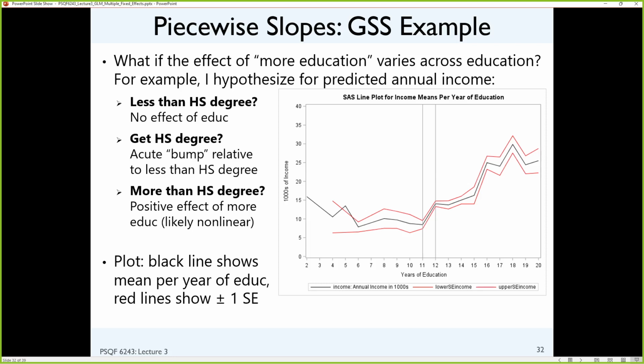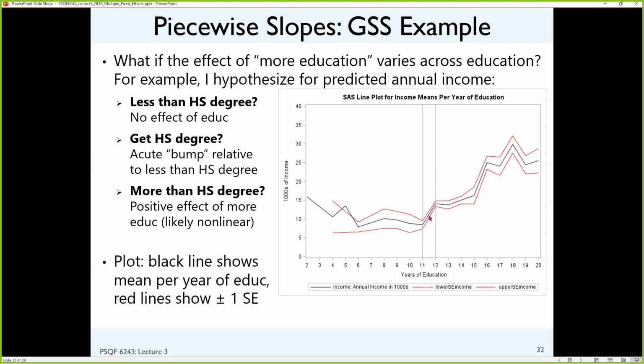So to try and get at this idea of a different effect of more education at different points of education, I'm going to fit what I call a piecewise slopes model. So this is also known as linear splines. And in this type of model, what we're going to do is take this quantitative predictor on the x-axis here and carve it up into sections. And we're going to fit a separate slope through each of the sections.